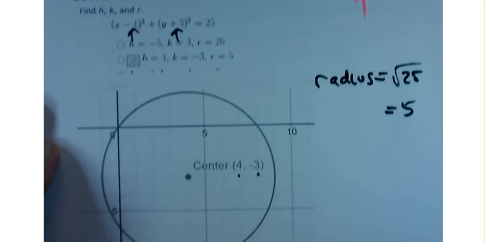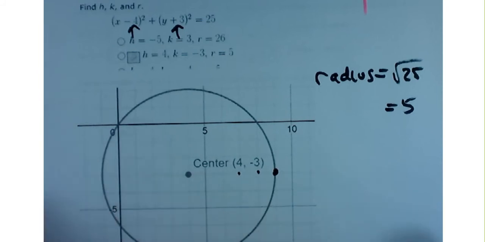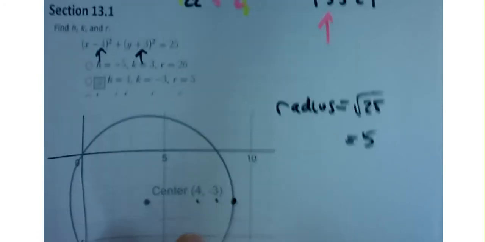So, perfect. And you can see that here. If you go out 5 here to the right, it'd be at the point 9 and -3. So that's on the circle. Beautiful.